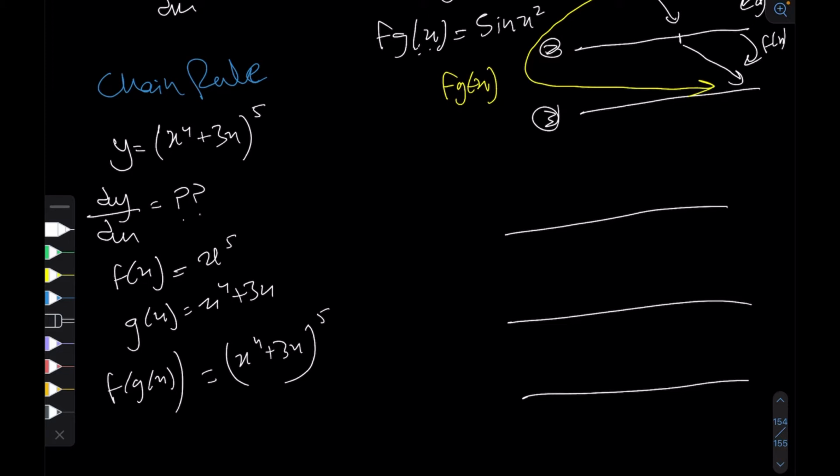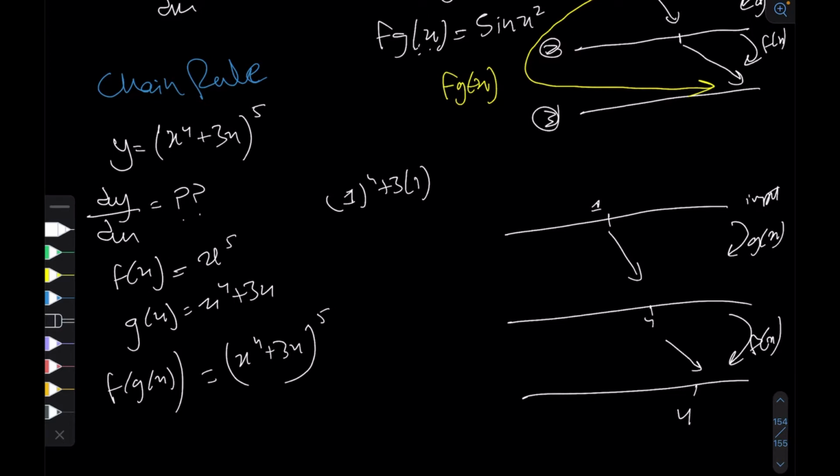What f(g(x)) means is that, say when x is 1, this is our input, that x first goes through g(x). So 1 to the power 4 plus 3 times 1 gives us 4. It lands at 4. And then the function f takes that 4 and plugs it into f, so it gives you the value 4 to the power 5.